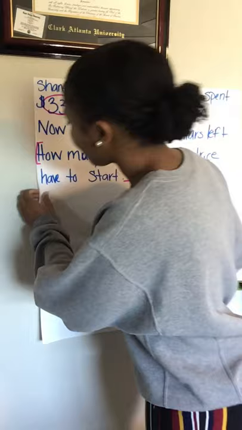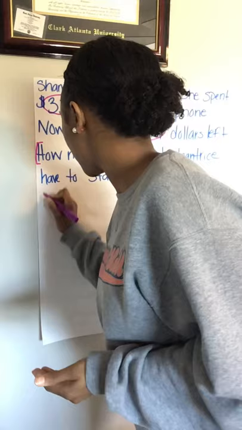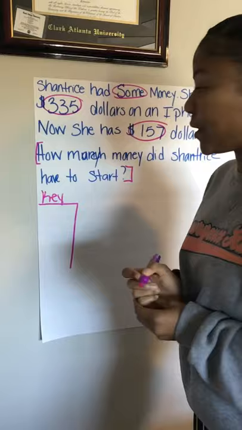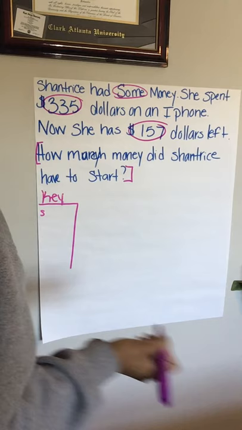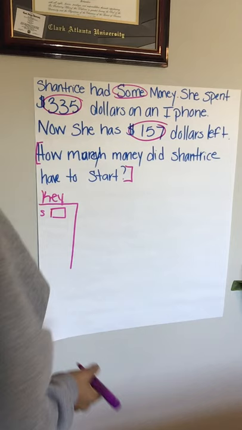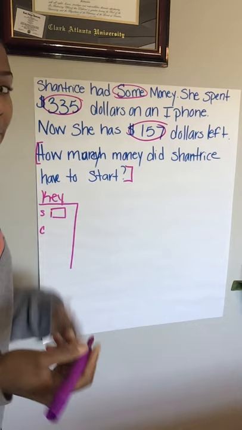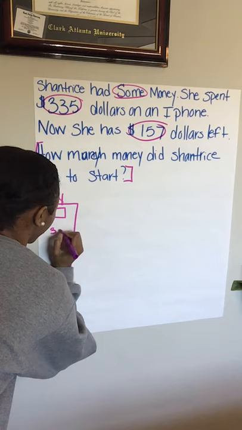So now after I annotate, I'm thinking in my head, making my key box. I know for the key, the start is some money, but I don't know what that is, so I'm gonna put a box. Then I know the change is she went to the store and from that some money, she spent $335. So I'm gonna put $335 spent.